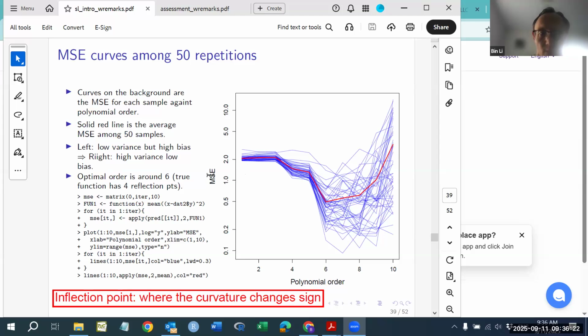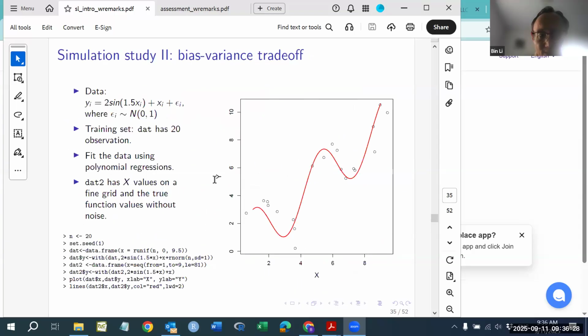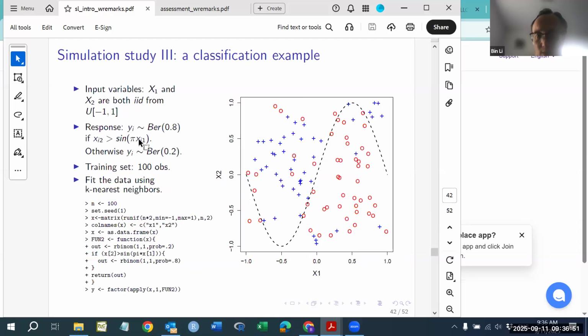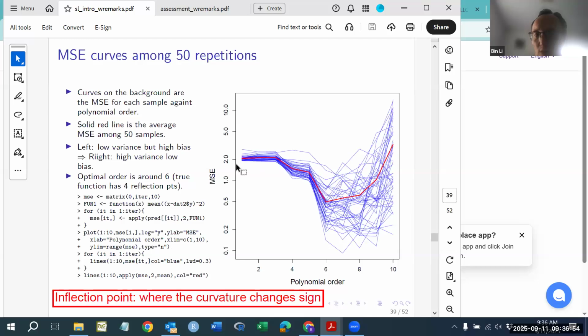This is the MSE, mean squared error. Remember we also have a test set. The test set has the x value on a fine grid, but the true function value without noise. So the test set does not have this additive error, but just f(x). You can see the MSEs for different curves are different.